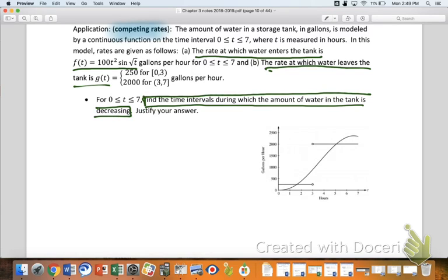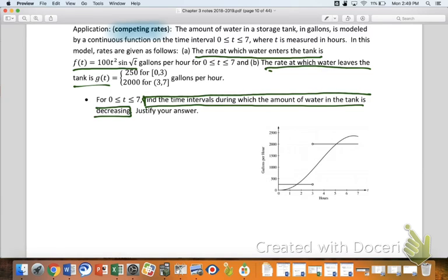Let me ask you a question. This is where you're going to help. Do we have a function describing the amount of water in the tank? No, we do not. It's mentioned in there. Do you see how the very first sentence, right at the top there, says the amount of water in a storage tank in gallons is modeled by a continuous function? But notice it doesn't give you that function or even give you a name for it, right?